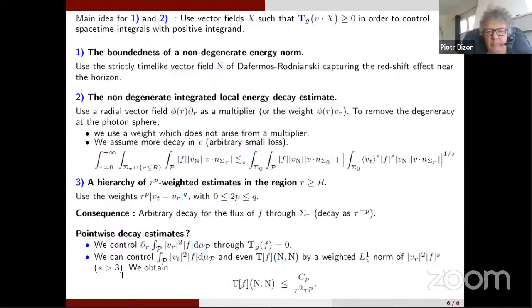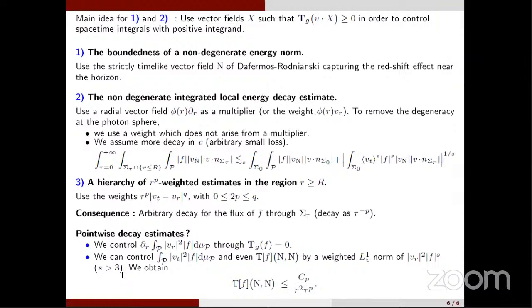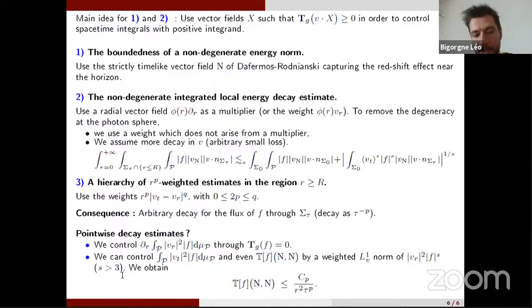So, may I ask something? Sure. Okay, so you're saying the rate can be arbitrarily fast, but surely the initial data will prevent this from being arbitrarily fast. So what governs a threshold for the decay rate?